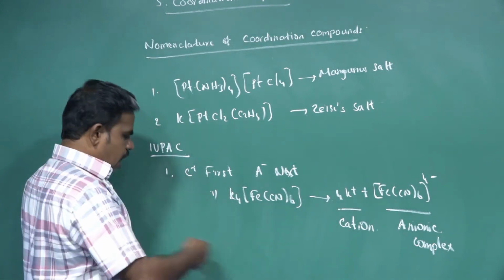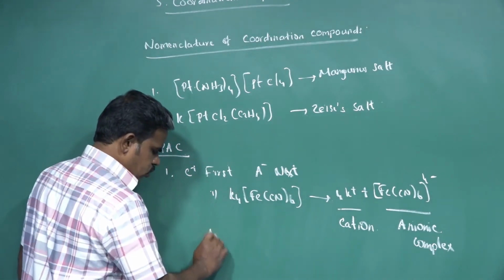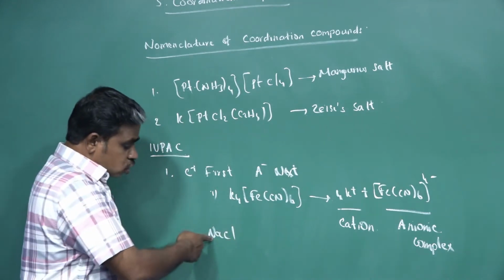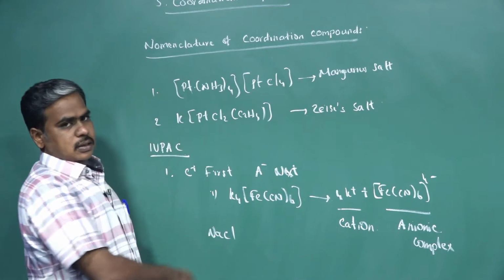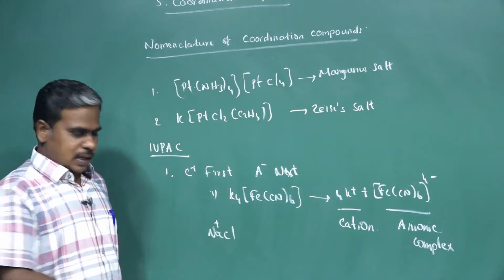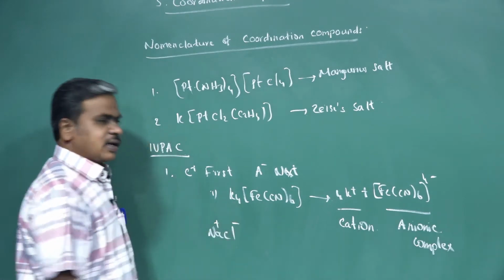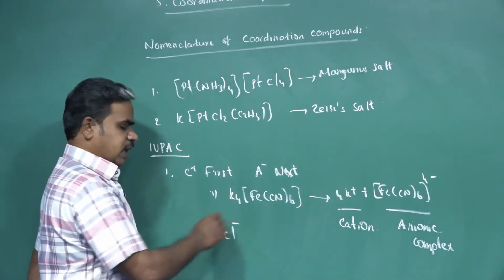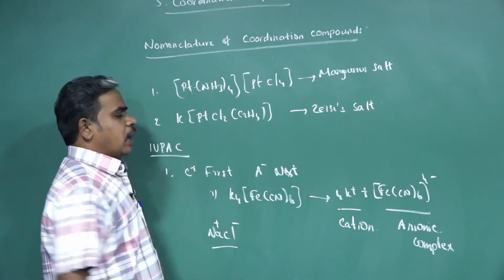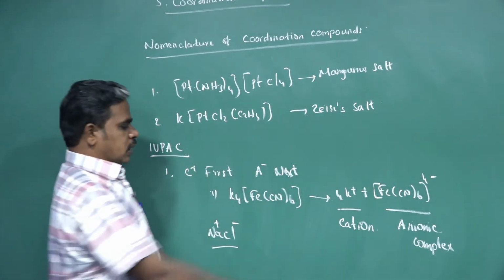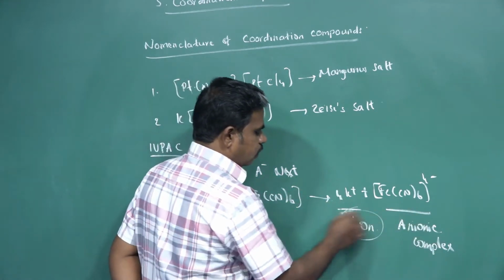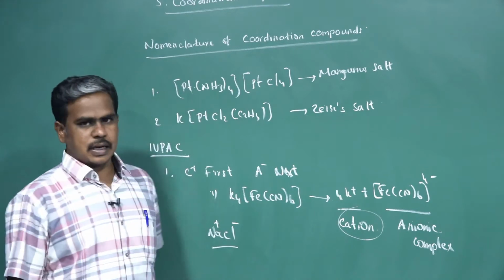Suppose in a normal ionic compound we are taking sodium chloride. Now what is the name? It is sodium chloride. So we name first the cation, sodium, and after that the anion, that is chloride. Likewise, in a complex compound also, cation first and anion next. So here we want to name the cation first.